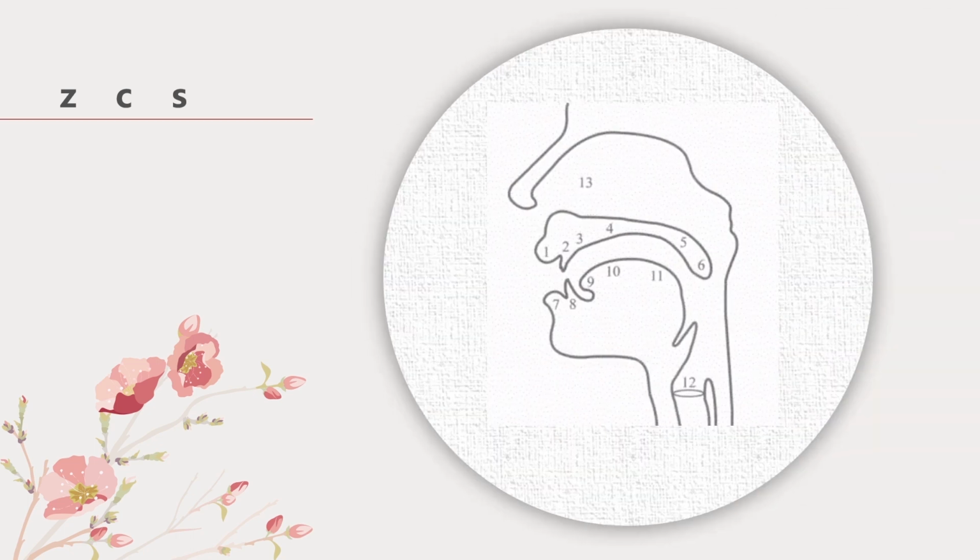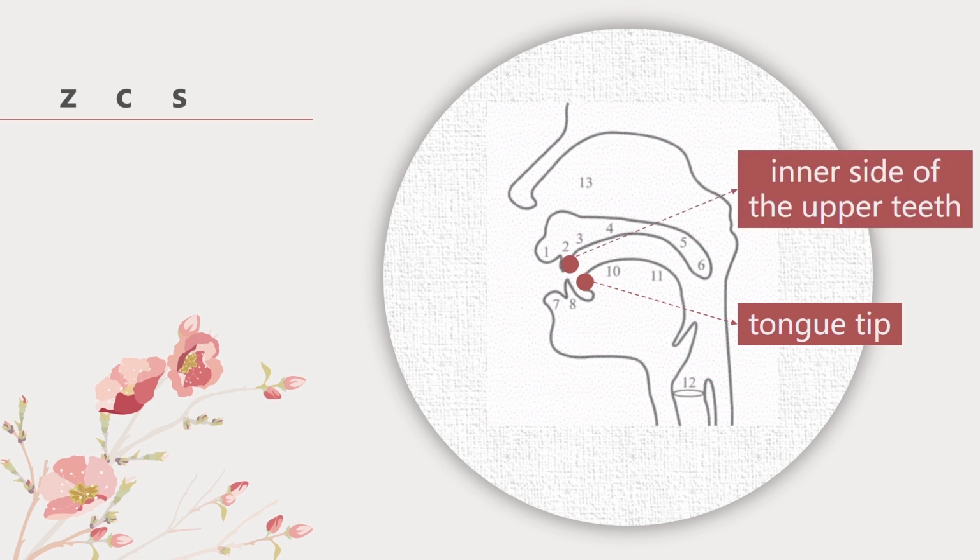These 3 initials are pronounced slightly further forward in your mouth than zh, ch, sh, r. They require coordination between the tongue tip and the inside of the upper teeth. First, s. That sounds like s in the English word student.